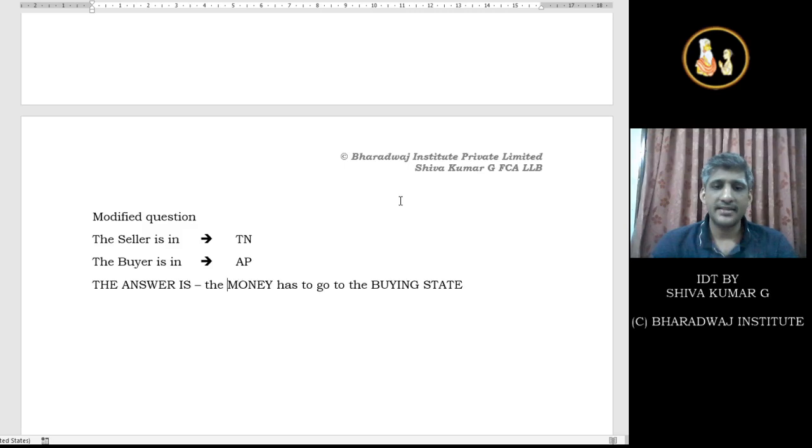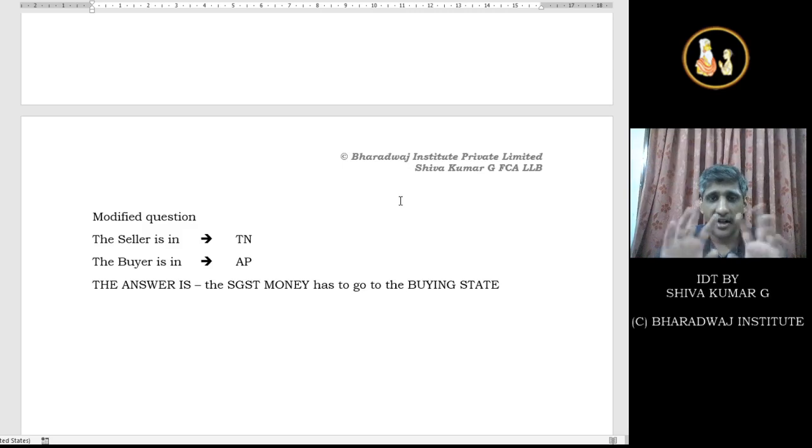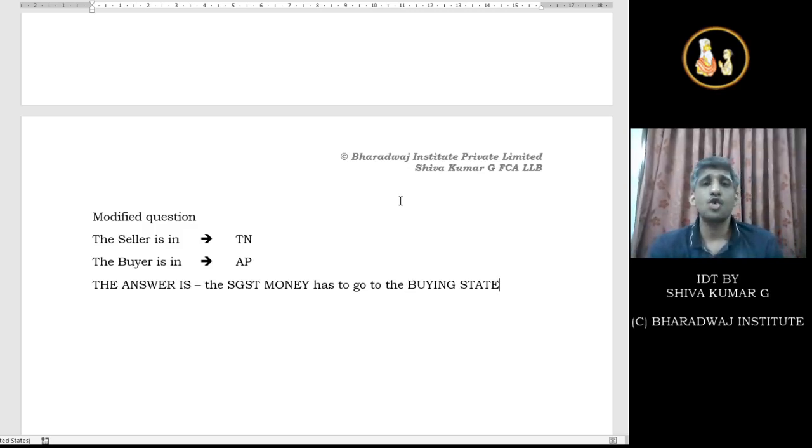Money means the SGST money. Now, every question will create an answer, and every answer will create the next question. If you go back, we had to decide whether to give power to the state or not. So we created a GST council. That question created the GST council. Once the GST council is created, money will go to the central and the state. Now that created the next question: which state? Now we solved which state: the answer is the buying state. The SGST money has to go to the buying state.